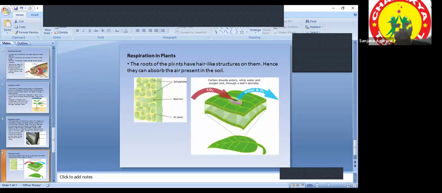Finally, the roots of plants have hair-like structures on them, hence they can absorb the air present inside the soil. Okay. So this diagram you already know, note this point also. And the diagram on the right-hand side shows carbon dioxide enters the guard cells while water and oxygen exit through a leaf stomata. So what is this depicting actually? This right one.